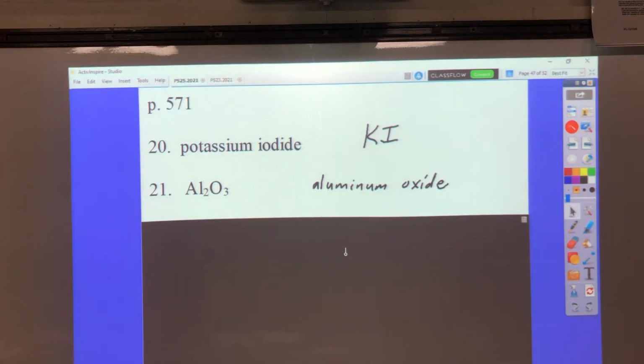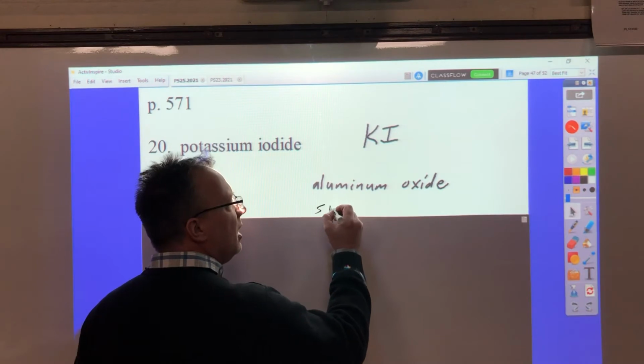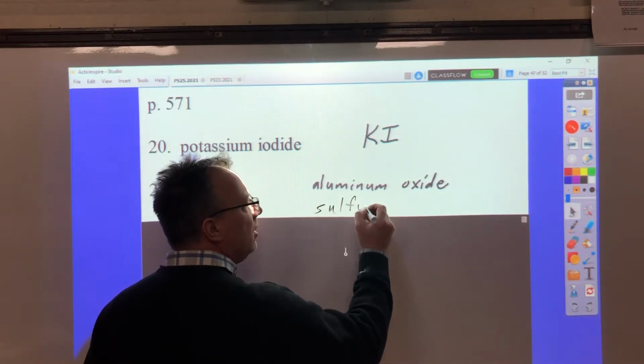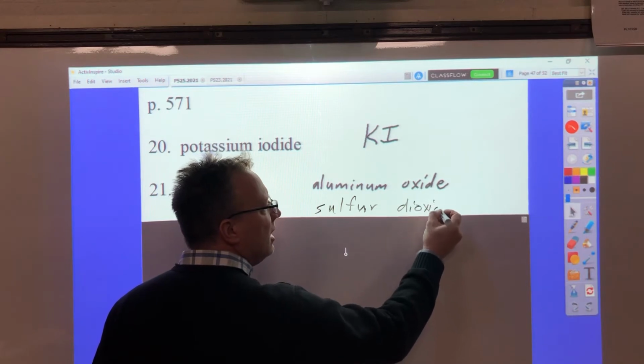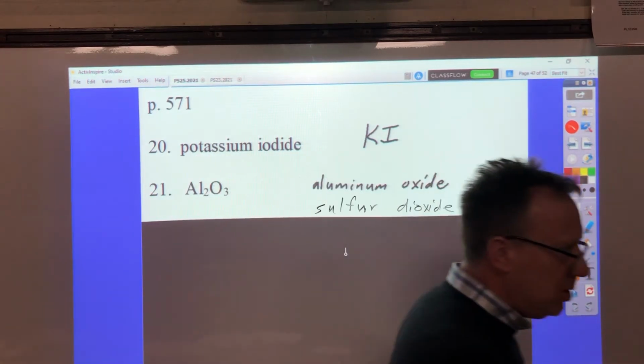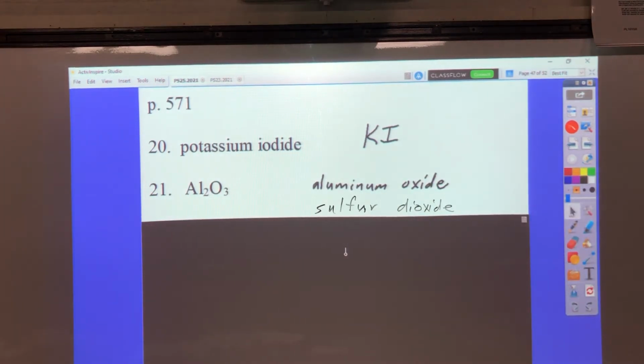You can't tell from looking at it that it's covalent. I gotta write it this way, sulfur dioxide. Now, my chemistry students would be able to figure that out. So you shouldn't have to name that, but if they're simple enough, sometimes they name the same way.